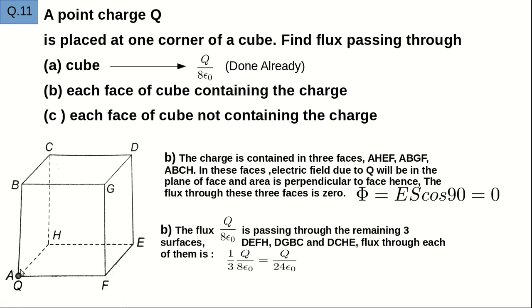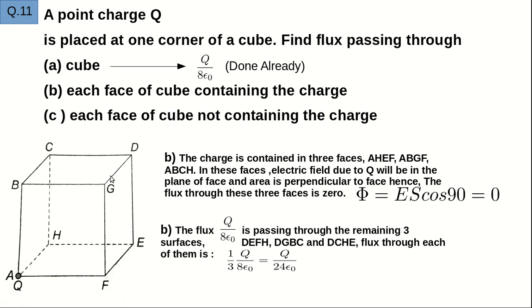So the faces where the charge is connected, these three faces AEHF, ABGF and ABCH, have flux 0. But the flux through the other faces, like DEFG, and DGBC, and DCHE, will be nonzero.